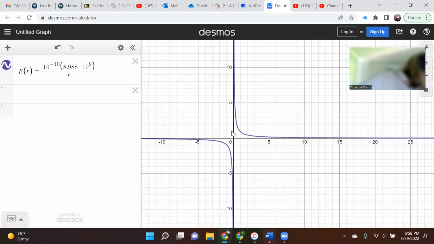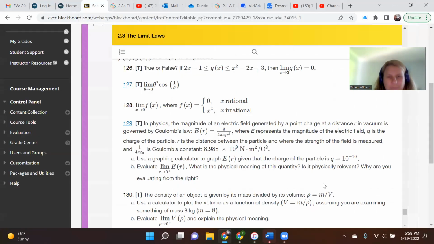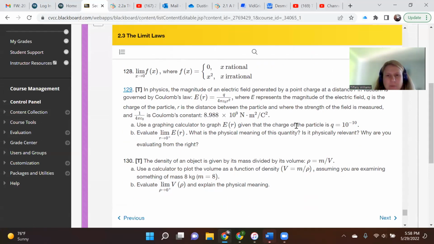Okay, so I'm asked to evaluate the limit as r approaches 0 from the right. So the limit as r approaches 0 from the right. Well, as I'm approaching 0, my limit is going to be positive infinity. So let me flip back over here. The limit of this thing is going to be positive infinity.